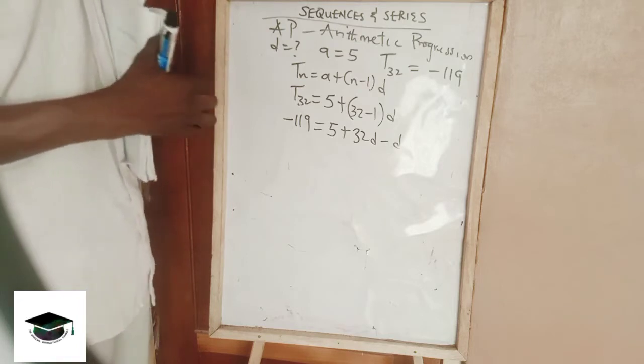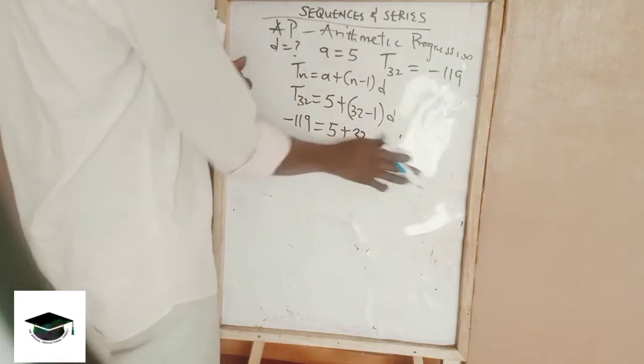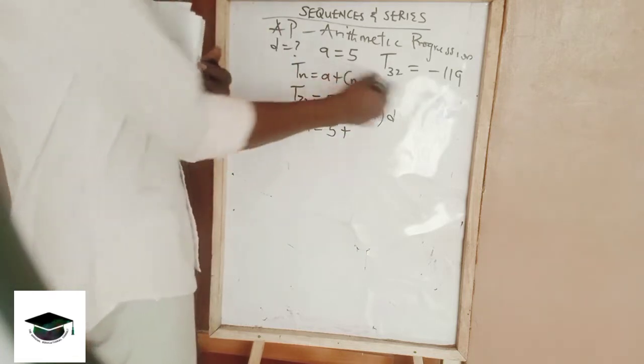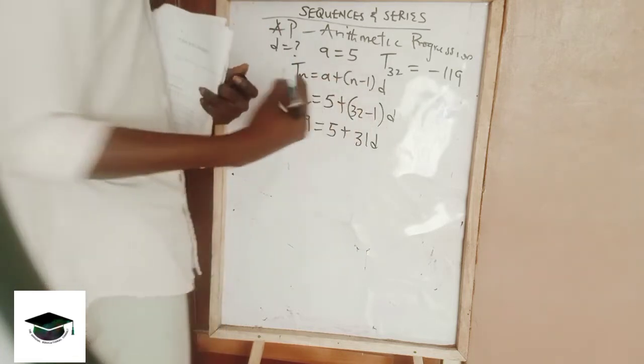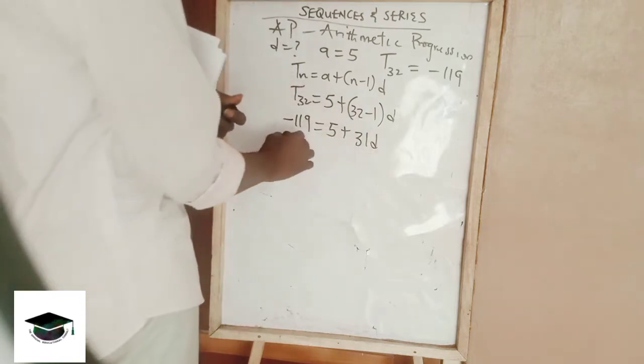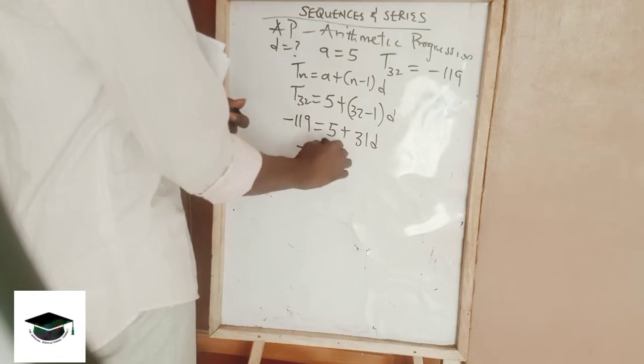Do you get it now? Or you can just make things simple for yourself. Instead of doing that, 32 minus 1, that's 31. 31 times d, 31d. Do you get it now? So now, to get something like this, all you just have to do is collect items. That's 31d equals to what?